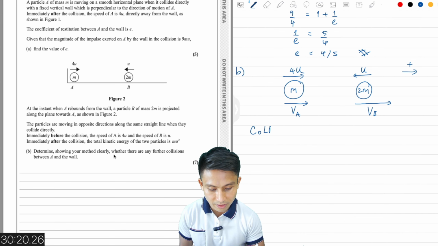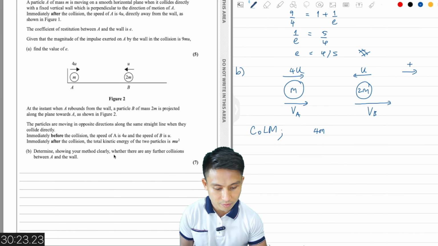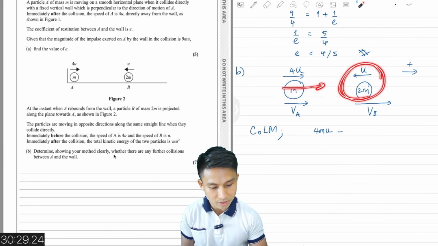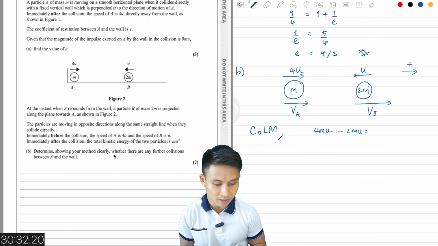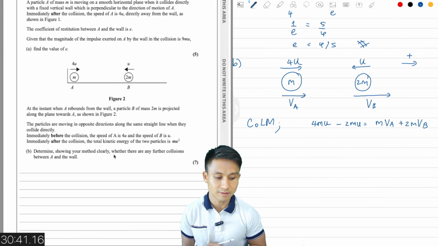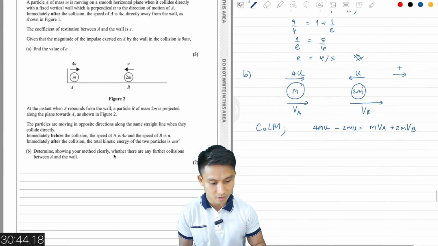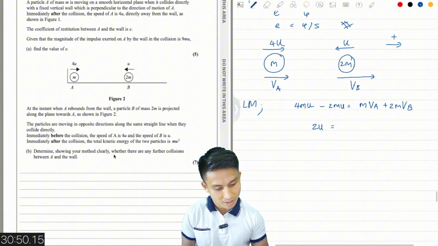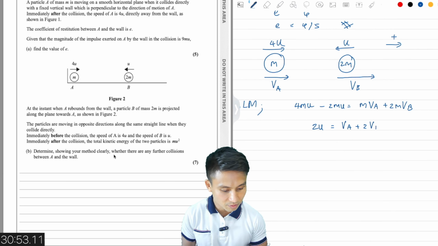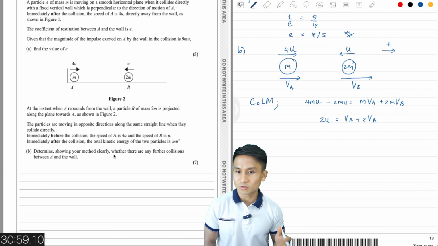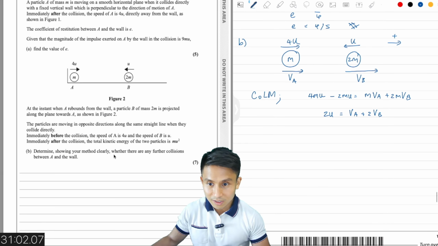So conservation of linear momentum: 4mu as the initial for A, minus, because we take right as positive, this will be minus 2mu before collision. And then after collision, I have mVA plus 2mVB, because to the right is positive. Now we can cancel the m, so this is basically 2u on the left, and that would be VA plus 2VB. We have no idea about, oh yeah, we do. The total kinetic energy after the collision is that.